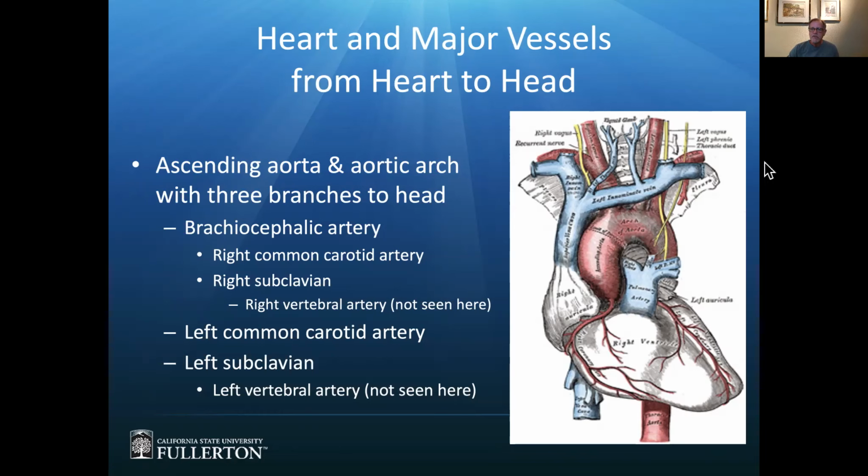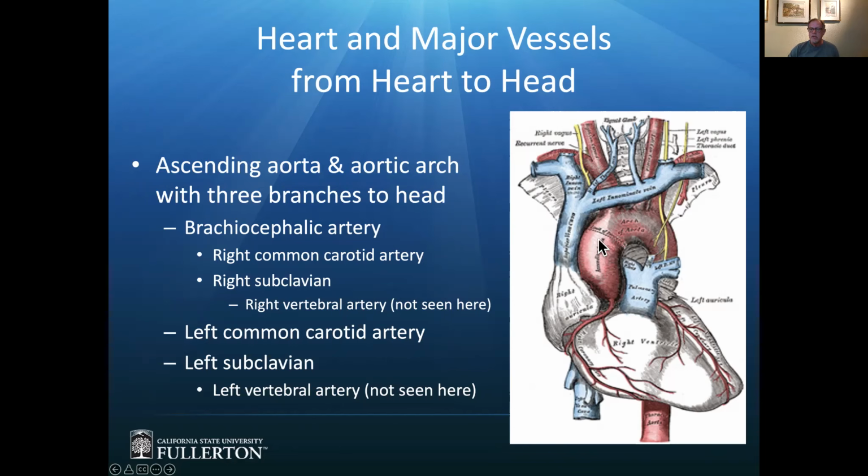So now let's look at its branches. And we're talking about branches of the brachiocephalic. Here is a subclavian, which goes under the clavicle and out to the arm. And here is the common carotid. And it's a right common carotid. So I've got all that labeled here.